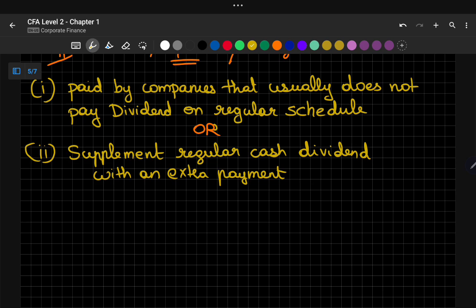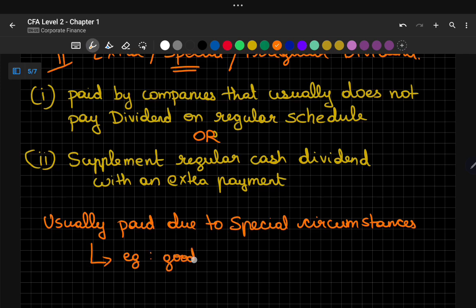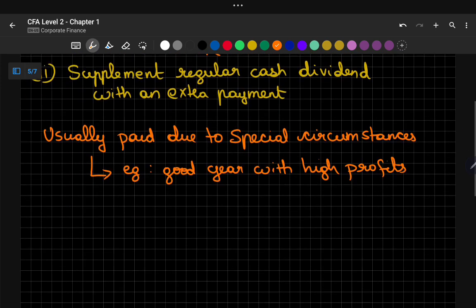Now, I'll write down the reason why they usually pay extra dividend or special dividend. So usually paid due to special circumstances. Example: a good year, a year with high profits. So in this case, the company might decide to share its profits with the shareholders. To share profits with shareholders, a company might announce extra dividends.